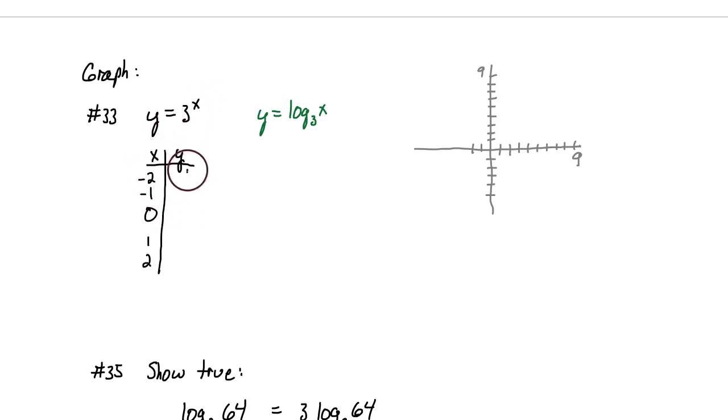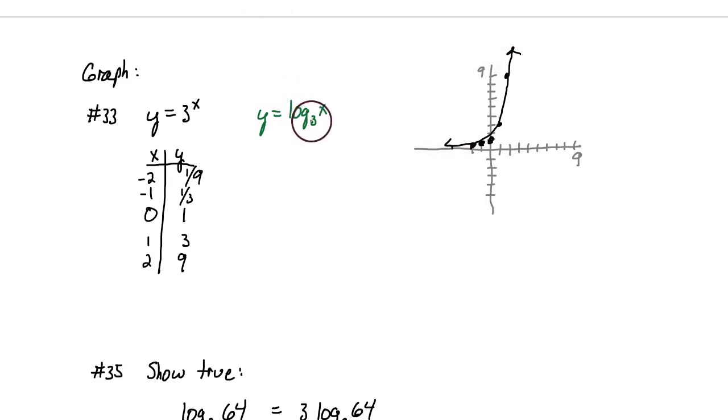3 to the negative 2 is 1/9. 3 to the negative 1 is 1/3. 3 to the 0 is 1. 3 to the first power is 3. 3 to the second power is 9. Let's graph those dots. 1/9 is a little above the x-axis. 1/3 is a little higher yet. Here's 0, 1, that's our y-intercept. Here is 1, 3, and 2, 9 is up there. Here is our exponential showing growth.